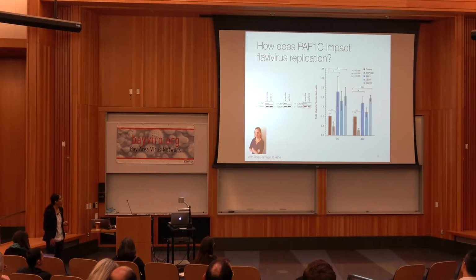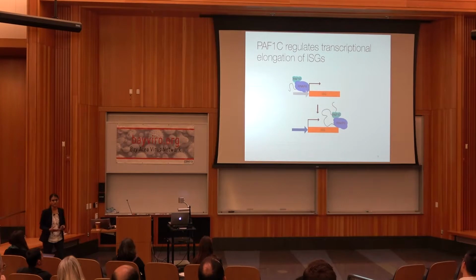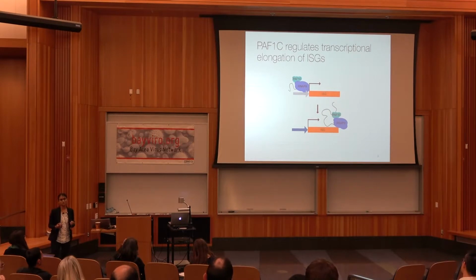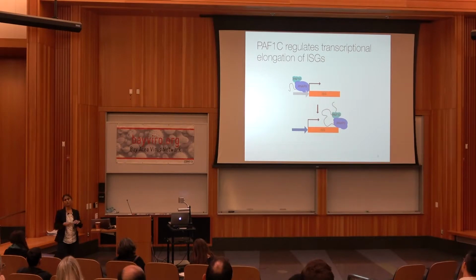To answer that question, we first need to understand what PAF1C's role is in the cell. I said it's involved in chromatin modification and transcriptional regulation. Specifically, what it's responsible for is regulating transcriptional elongation. This is an abridged version of what you need to know. There are a lot of details I'm leaving out. But what we know about PAF1C is, first of all, it's responsible for regulating transcriptional elongation at a lot of different genes.